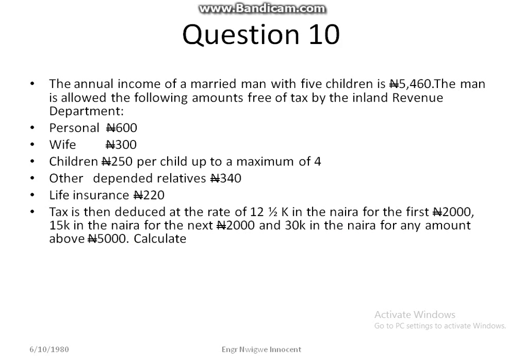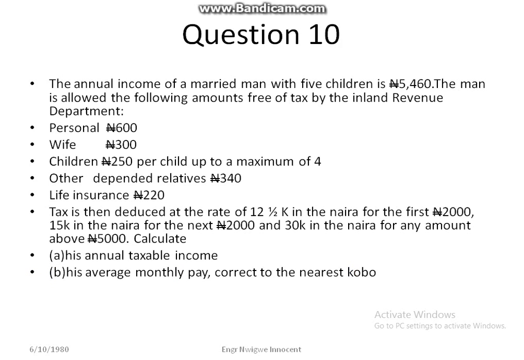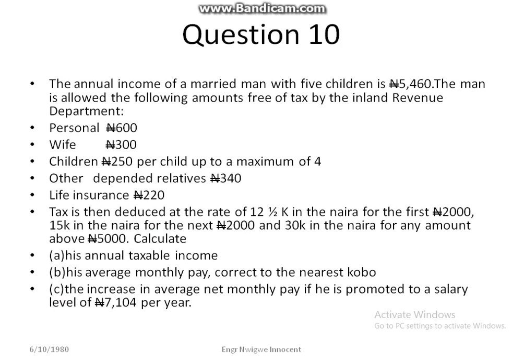Tax is then deducted at the rate of 12 and a half kobo in the naira for the first 2000 naira, 15 kobo in the naira for the next 2000 naira, and 30 kobo in the naira for any amount above 5000 naira. Calculate A, his annual taxable income. B, his average monthly pay correct to the nearest kobo. C, the increase in average net monthly pay if he is promoted to a salary level of 7,104 per year.